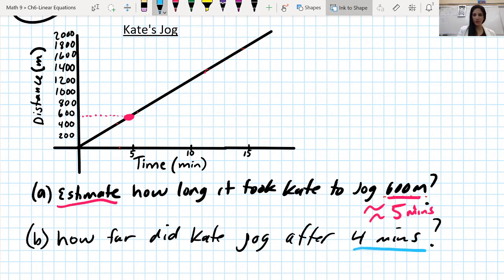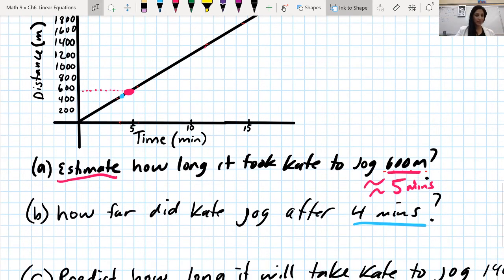Part B, how far did Kate jog after 4 minutes? Okay, so this time we're starting with the x-axis and we're reading the y-axis off of it. So if we're at 4 minutes, it looks like it's about right here. So it's in between the 400 mark and the 600 mark. So we could say for part B that it's approximately 500 meters. Again, I could do this off to the side at the y-axis. It's in between the 400 and the 600 mark, so we would say approximately 500 meters.